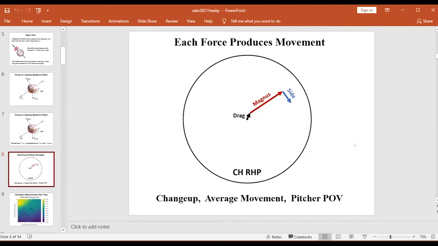Now, the pitcher can control the magnitude and the direction of each one of these vectors. But there are some constraints. So for example, we're going to see that if a pitcher wants more side force, he has to sacrifice some Magnus force. The question then is, how can a pitcher use these forces to get the best performance on his pitches?